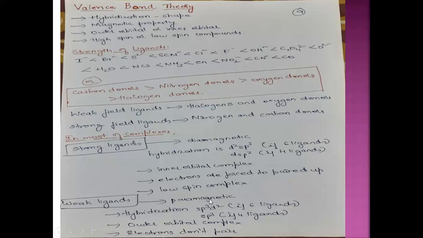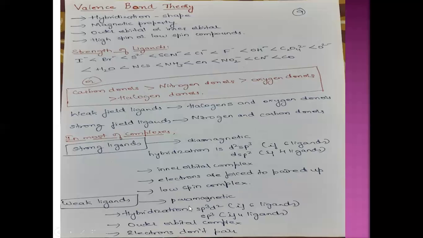And since these are weaker ligands, electrons do not pair up. It is also a high spin complex. Why is it a high spin complex? Because there is always a single spin electron. It can spin either way. That's why it is a high spin complex.